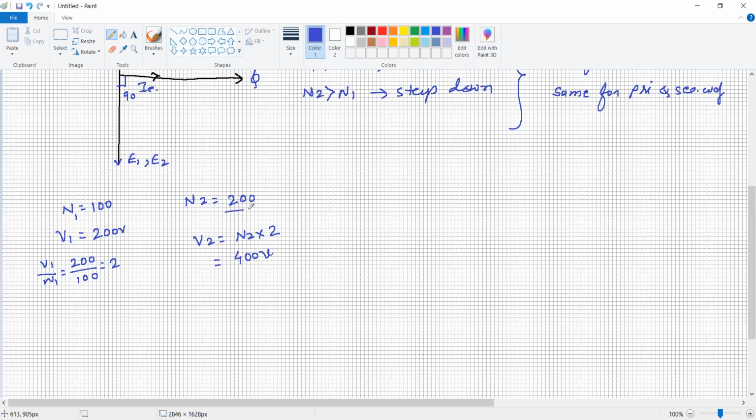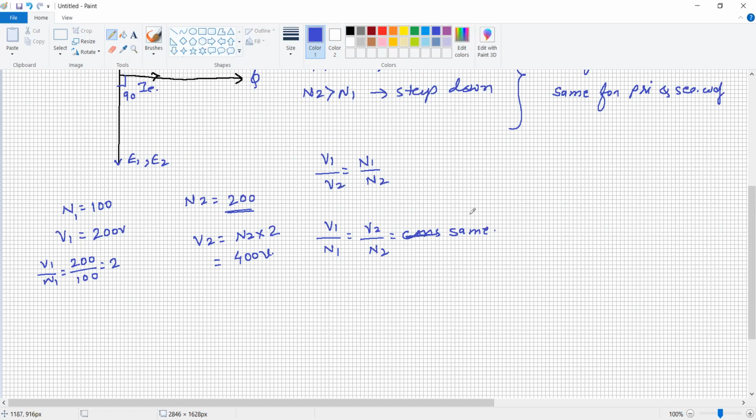So see here, the more the number of turns, the more the voltage will be. So V1 upon V2 is equal to N1 upon N2. It means the more the number of turns, the more EMF is induced in the secondary winding, and the fewer the turns, the less EMF is induced in the secondary winding. And voltage per turn, V1 upon N1 and V2 upon N2, will remain constant, or the same, for a particular transformer.